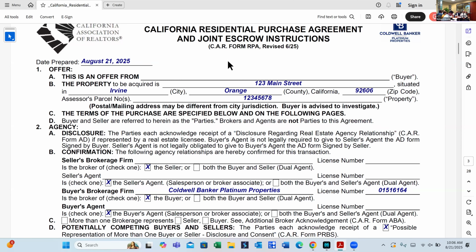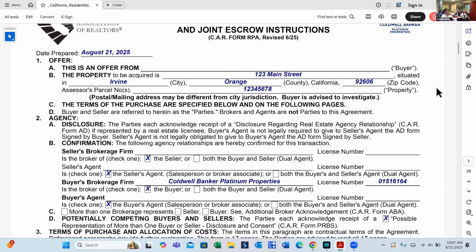So section 1A, this is an offer from, and if we had a buyer, we would insert the buyer's name. When determining who the buyer is, remember, for the most part, it's not just individuals. It could be a trust, a revocable trust. It could be an LLC. It could be any type of corporation. But LLCs and trusts and individuals are common in regards to who the buyer is. And that becomes important in regards to documentation that's going to be required. So the property to be acquired is, and this is very simple, the property address.